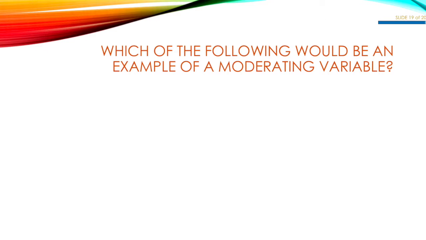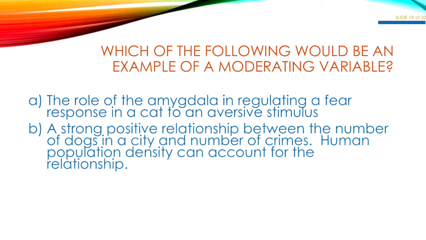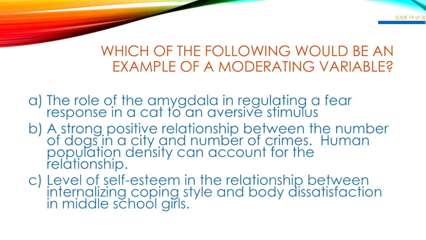Okay, here's another question. Which of the following would be an example of a moderating variable? A, the role of the amygdala in regulating a fear response in a cat to an aversive stimulus. B, a strong positive relationship between the number of dogs in a city and the number of crimes. Human population density can account for the relationship. Or C, level of self-esteem in the relationship between internalizing coping style and body dissatisfaction in middle school girls. So why don't you pause the video and think about your answer, and when you are ready to resume, hit restart for the video.